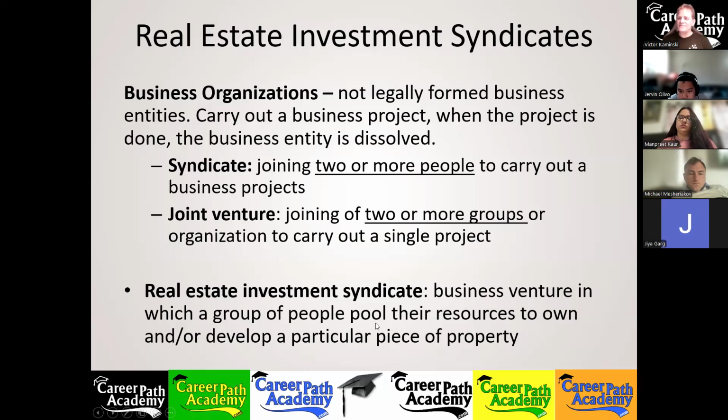Now, a real estate investment syndicate, or REIS, that's a little bit different. A syndicate here is a business venture in which a group of people pool their resources to develop a particular piece of property. That's like the little old ladies sitting around the table, pooling their money together to invest in an apartment building to have some income, okay? That's a real estate investment syndicate. Once again, a syndicate is not the formal business entity.